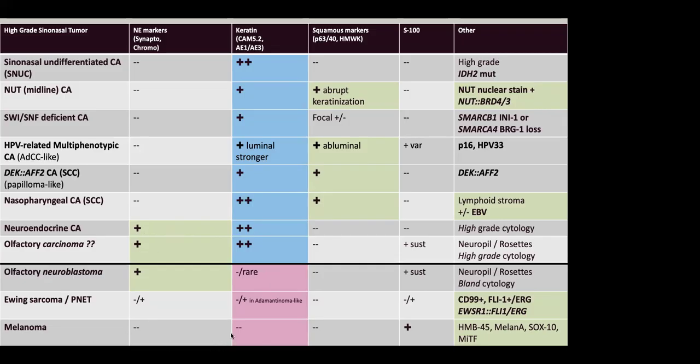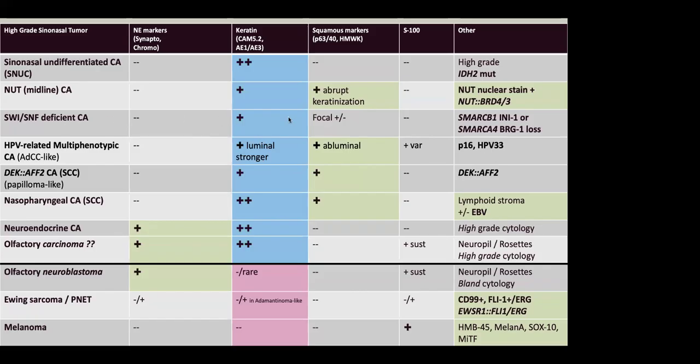Of course, the non-keratin expressing malignancy is going to be melanoma, which is probably easier to pick out with your melanocytic markers. And then the other carcinomas at the top that are non-neuroendocrine expressing. We're dealing with anything from nasopharyngeal carcinoma, which we know to be EBV related with squamous differentiation, to this DEK-AFF2 sinonasal carcinoma that can mimic a sinonasal papilloma because of its growth pattern. It's related to DEK-AFF2 gene fusion. There's this HPV related or adenoid cystic-like sinonasal carcinoma that also shows squamous differentiation, but expression of p16 and positivity for high-risk HPV, specifically HPV 33.